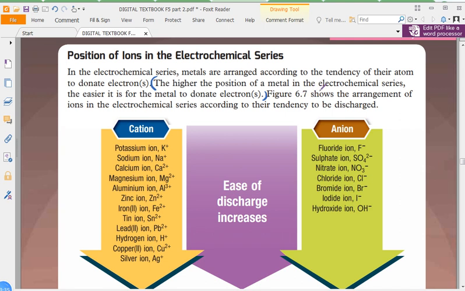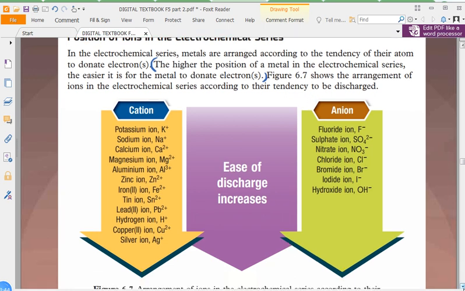Figure 6.7 shows the arrangement of ions in the electrochemical series according to their tendency to be discharged. Meaning the ions located at the bottom of the series are easier to be discharged. Same goes for the electrochemical series for anions. The ions located at the bottom of the list will be selectively discharged, which means they will be discharged more easily than others.